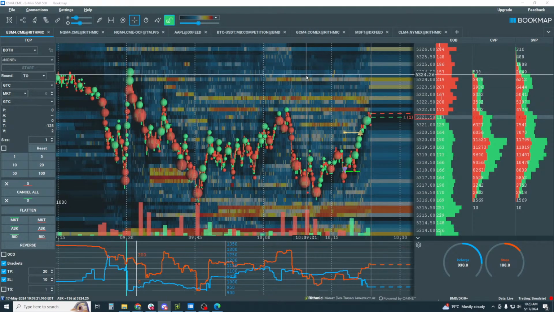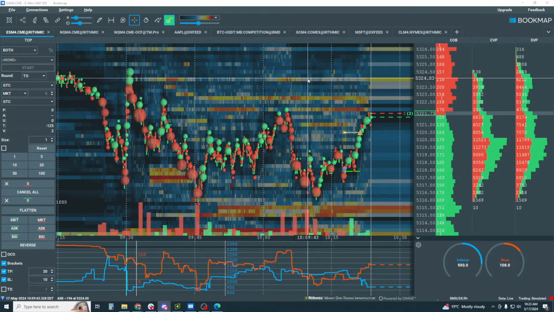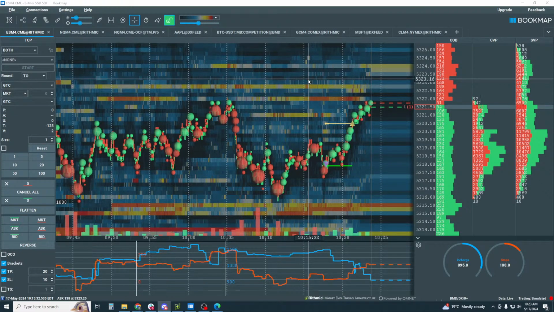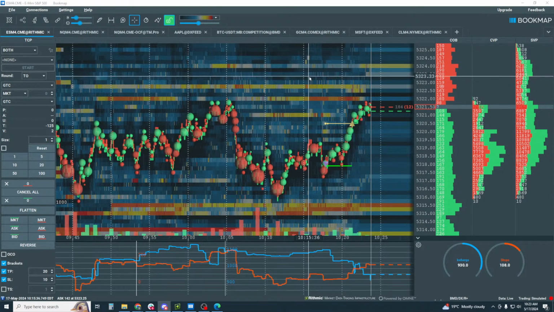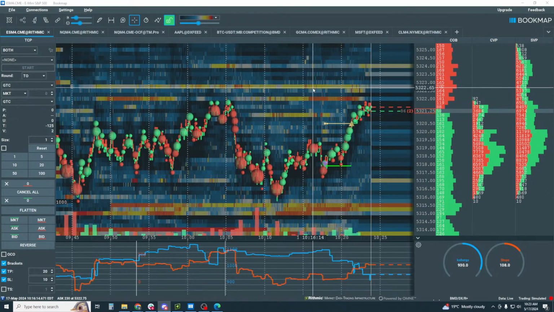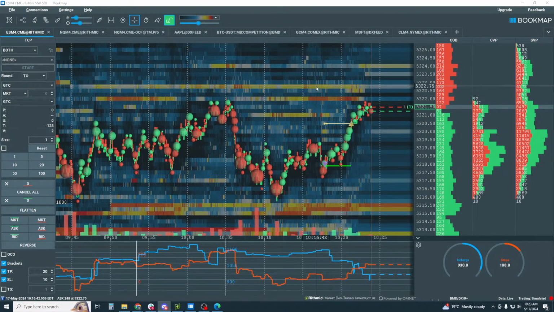Can I explain VPOC migration? Yeah, it's just the move of your point of control. So when it shifts and moves to a new point of control, that is the migration.